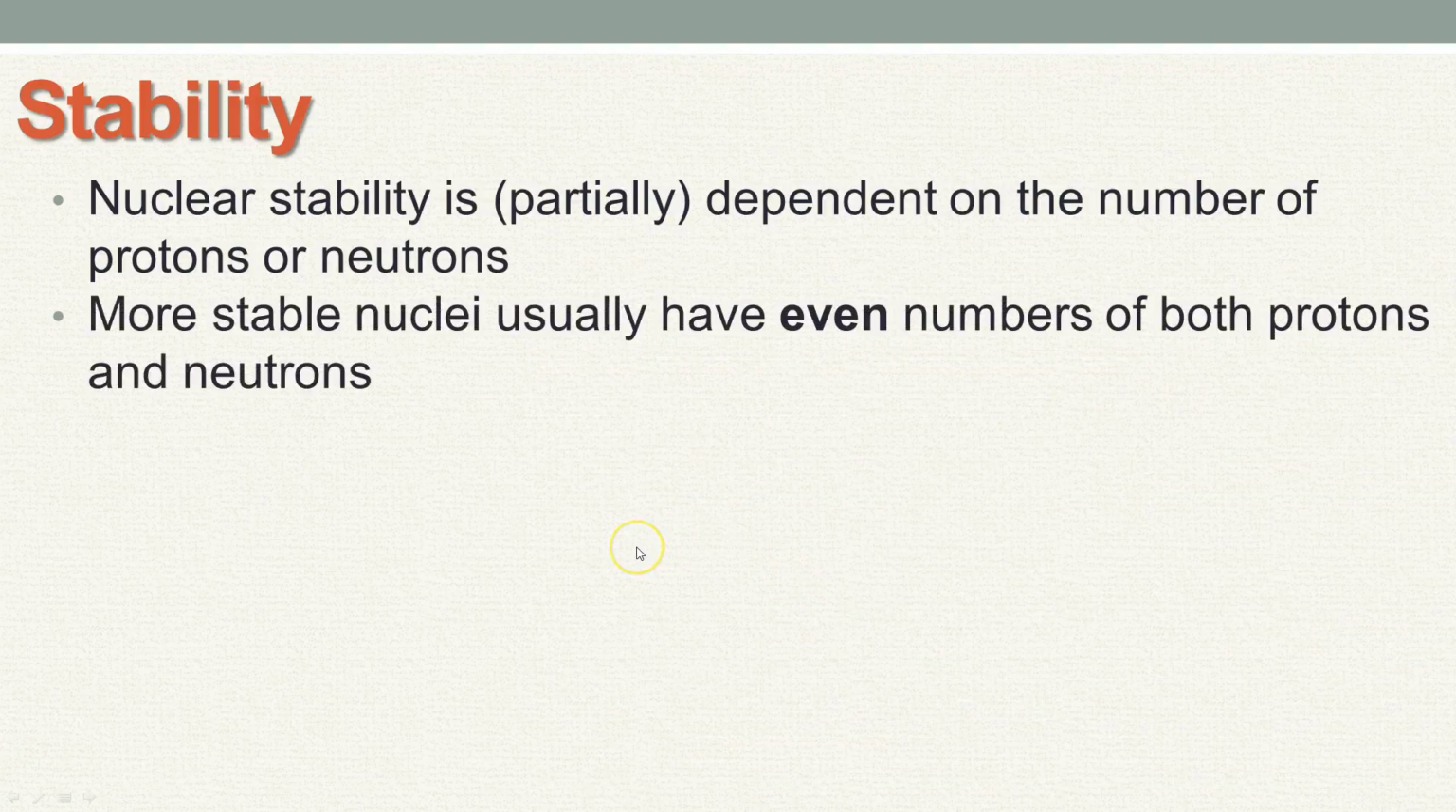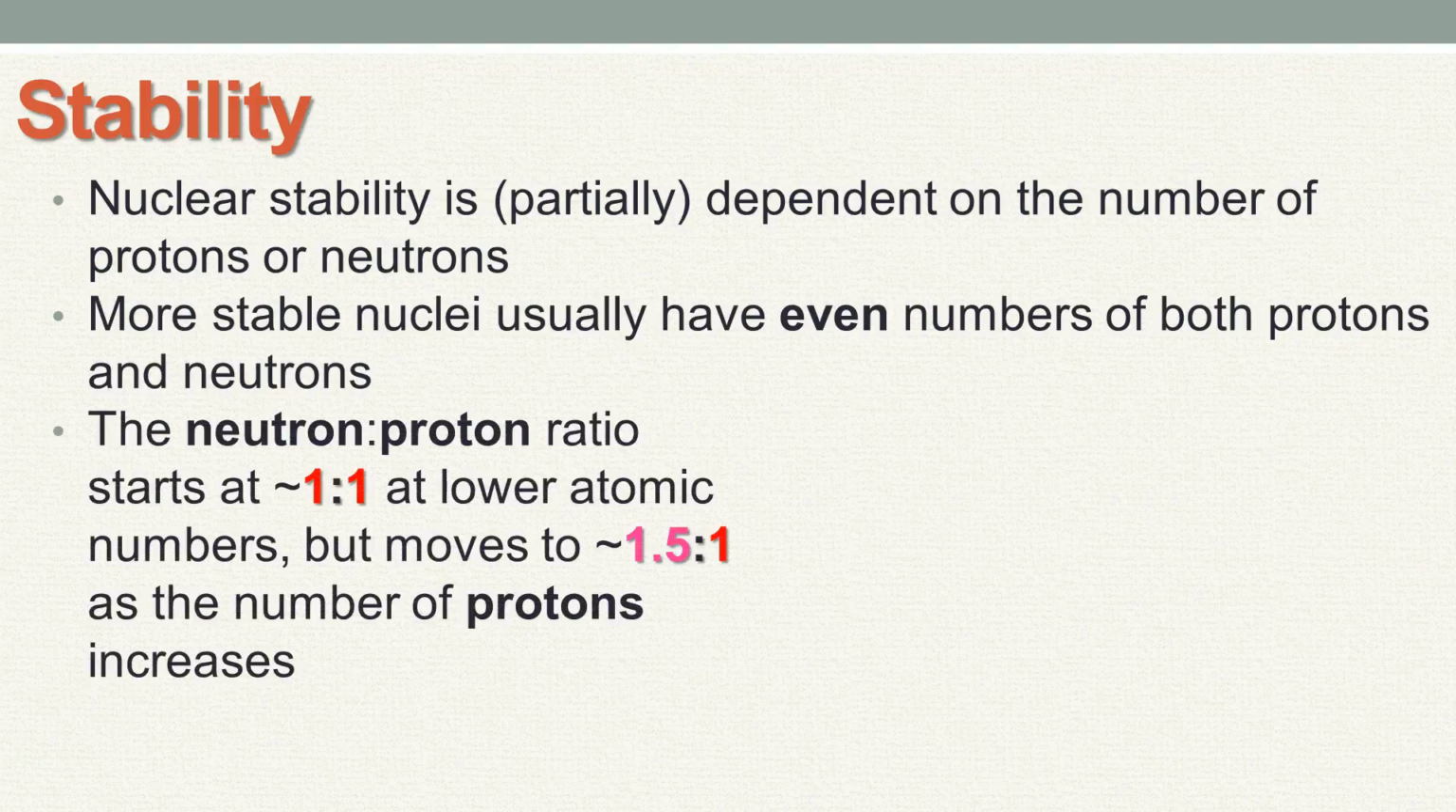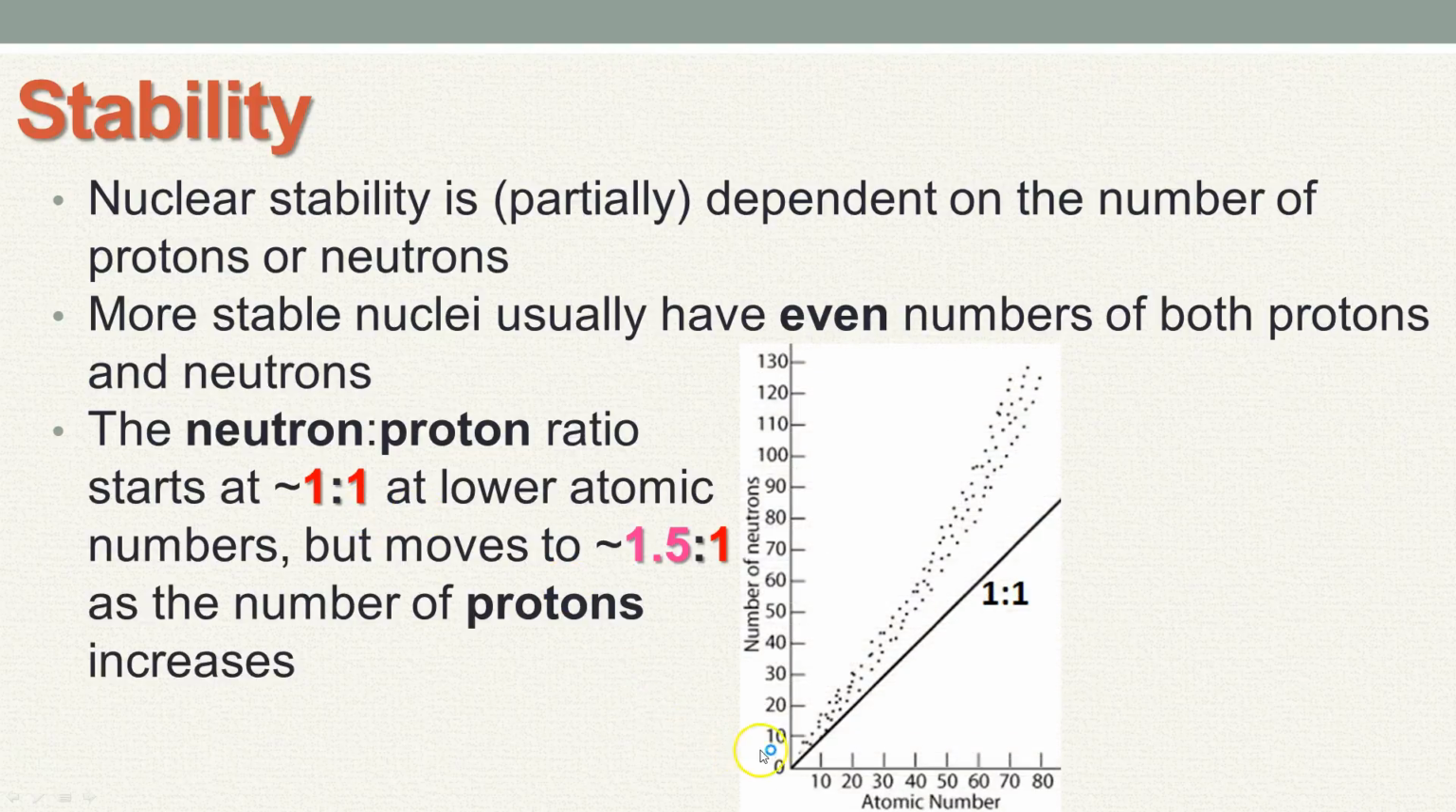The most stable nuclei usually have even numbers of both protons and neutrons, and that ratio starts about 1 to 1 at the lower atomic numbers. Like if we were looking at something very low, helium before, 2 protons, 2 neutrons. So that one has a 1 to 1 ratio.